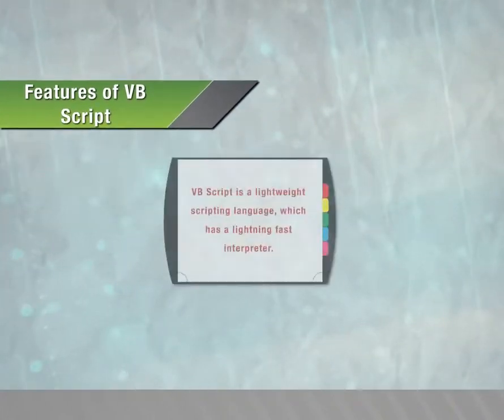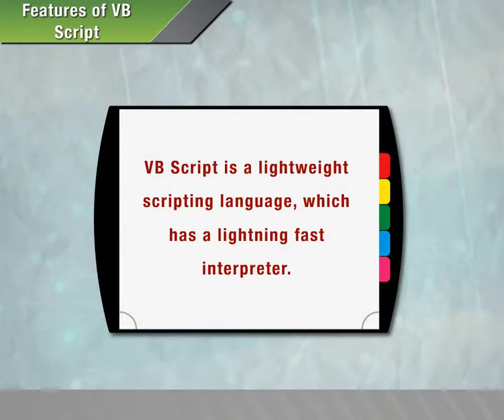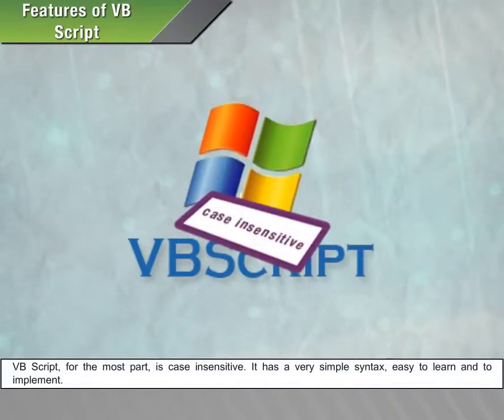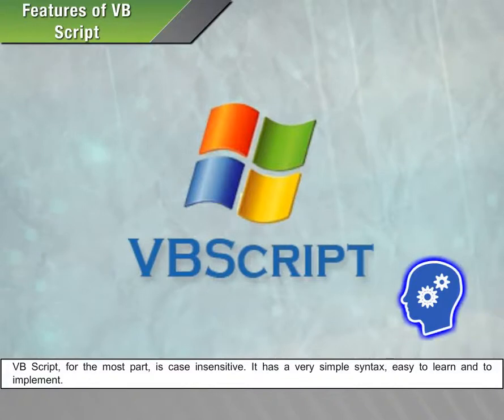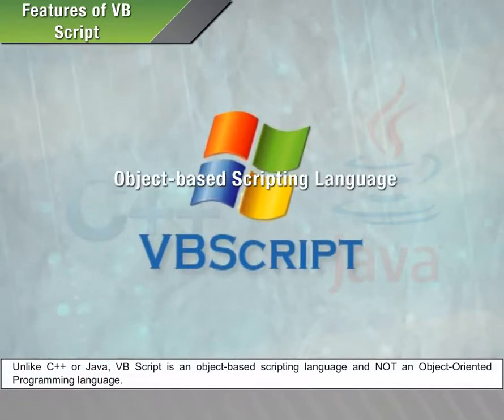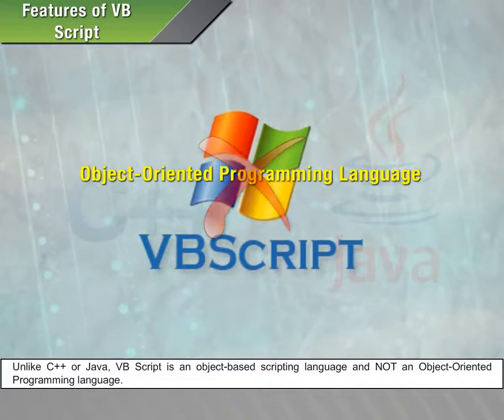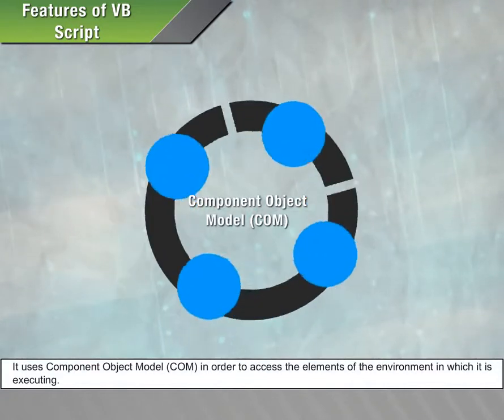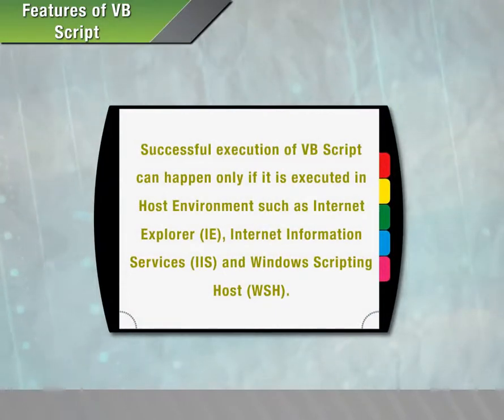Features of VBScript. VBScript is a lightweight scripting language which has a lightning-fast interpreter. VBScript, for the most part, is case-insensitive. It has a very simple syntax, easy to learn and implement. Unlike C++ or Java, VBScript is an object-based scripting language and not an object-oriented programming language. It uses Component Object Model (COM) in order to access the elements of the environment in which it is executing. Successful execution of VBScript can happen only if it is executed in host environments such as Internet Explorer (IE), Internet Information Services (IIS), and Windows Scripting Host (WSH).